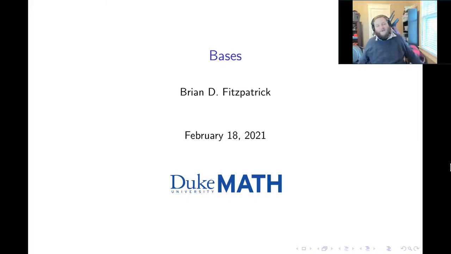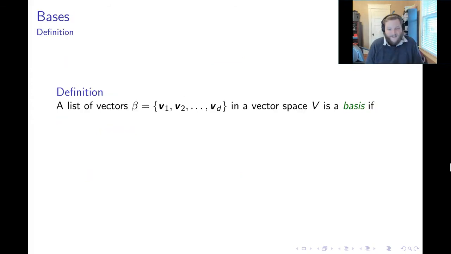Bases. So with the language of linear independence at our disposal, the world is our oyster. There's all sorts of cool stuff we can do. So what is a basis? A basis is a particular type of list of vectors that live in whatever vector space you care about.